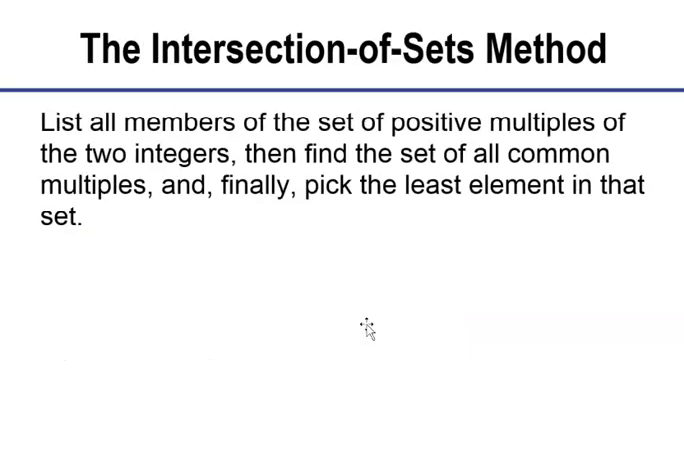Now, the intersection method is what we did for the hot dog buns. So we can list all members of the set of positive multiples of the 2 integers, then find the set of all common multiples, and finally pick the least element in that set. We're not necessarily even having to find the set of all common multiples, right? If you get to the smallest number that is on both sets, you have found the least common multiple.